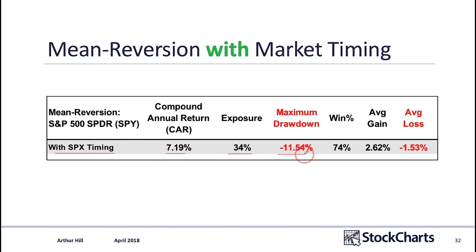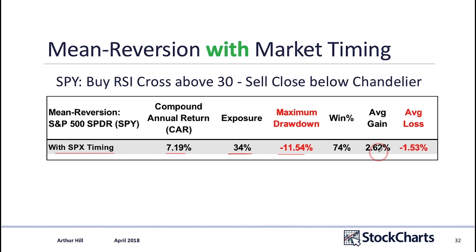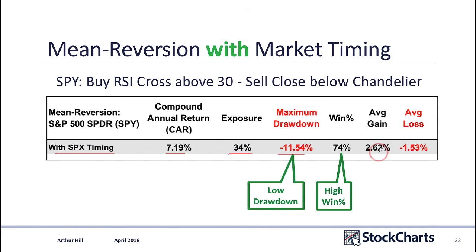But here's the thing, the maximum drawdown is 11.54%, and that is a very low drawdown. So you're having a lot less headache because of this low drawdown. You can see the win percent is 74%. Again, with mean reversion systems, you get a high win percent, and the average gain is greater than the average loss, 2.62% to 1.5%.